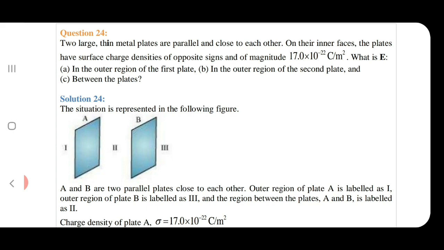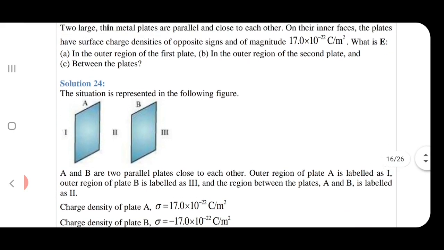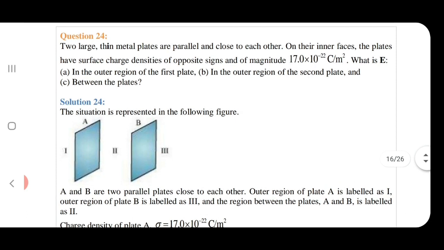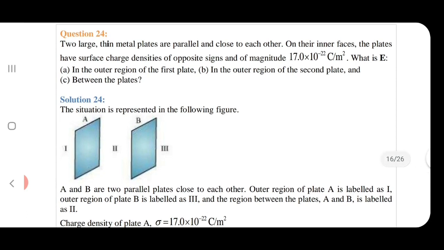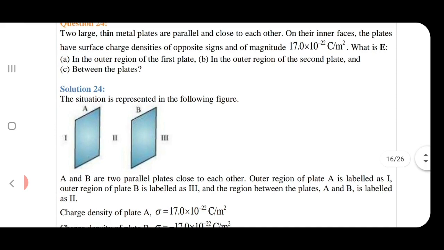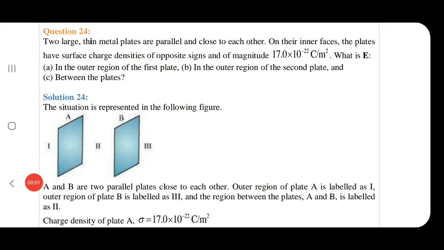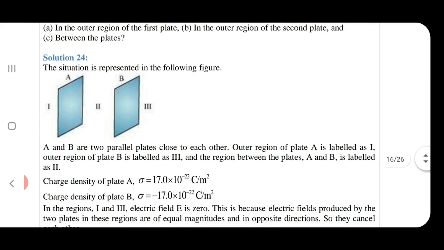So this question is the case which we discussed while discussing the second application of Gauss's law. In the slides, I gave this portion. So outside the plates, the electric field will be 0, and in between the plates, the field will be sigma by epsilon 0. So the same concept we are using here.